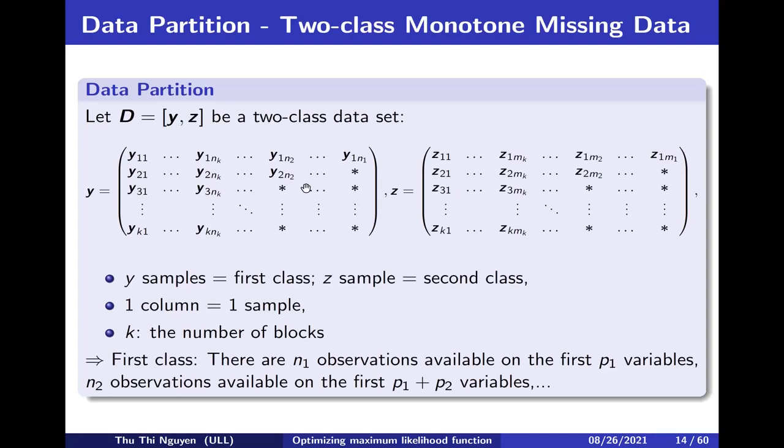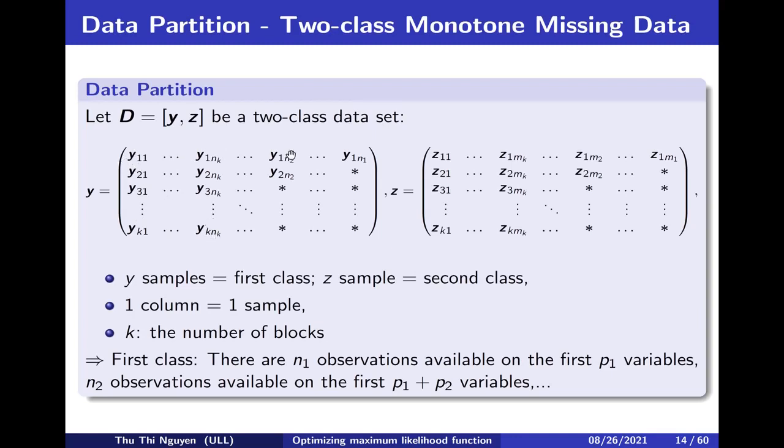So now let's talk about parameter estimation for two-class monotone missing data. To start, we have the data partition procedure. Suppose that we have a dataset D which consists of Y and Z. It's a two-class dataset. Here Y contains the first class samples and Z contains the samples from the second class, and each column corresponds to a sample. K is the number of blocks.